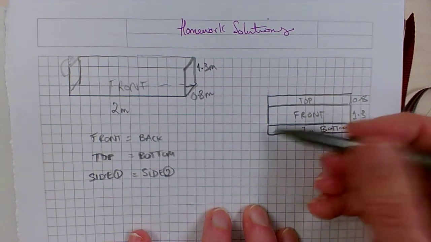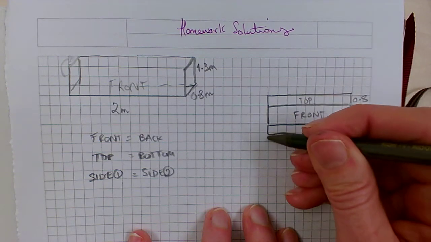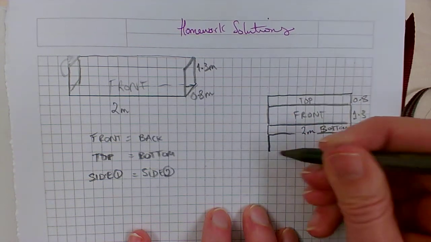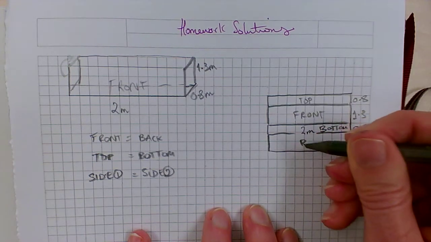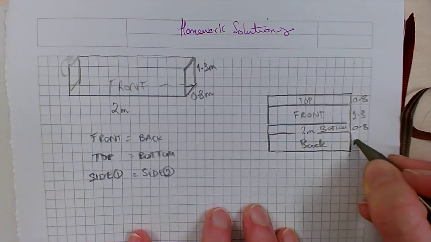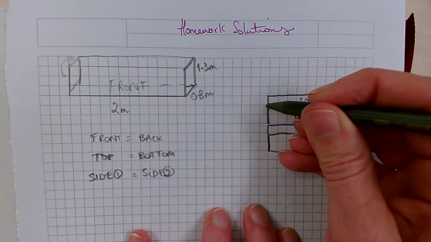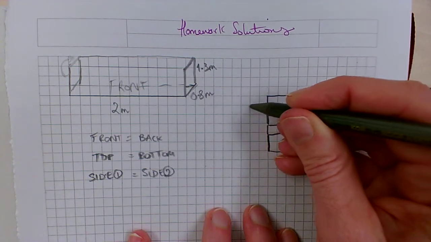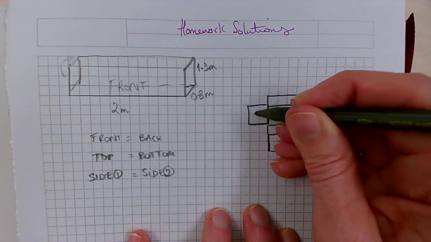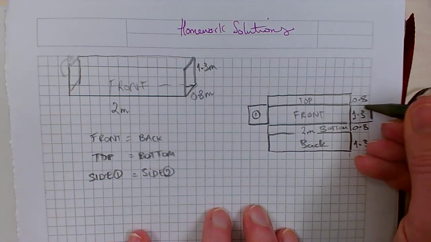And then I can either put the back up here or the back down here. It doesn't really matter. So the back along like this, and the back matches the front as we wrote down here. So that's 1.3 meters as well. Then I need to stick on the two sides, and I usually stick them onto the front like this. So side 1 and side 2.